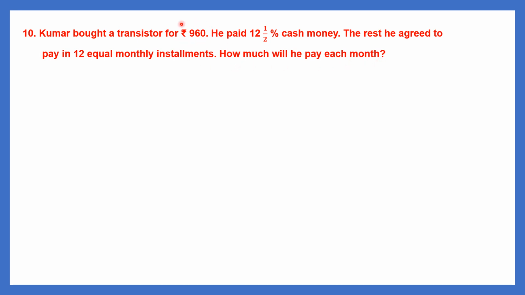Now the cost of the transistor is 960 rupees. He did not pay the whole amount. He paid only 12 1 by 2%. So he has to pay some more money. What did he say? He agreed to pay the remaining money in 12 equal monthly installments. Installments means the remaining money will be divided by 12 and that amount has to be paid each month. So the question is, how much will he pay each month?